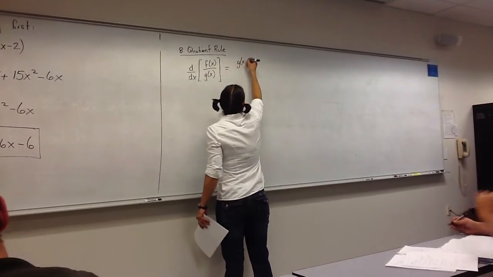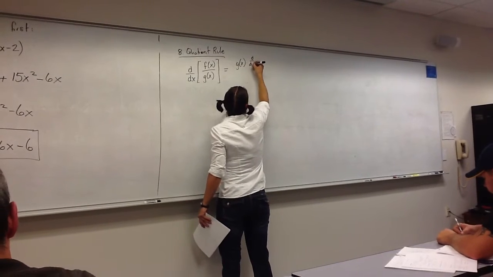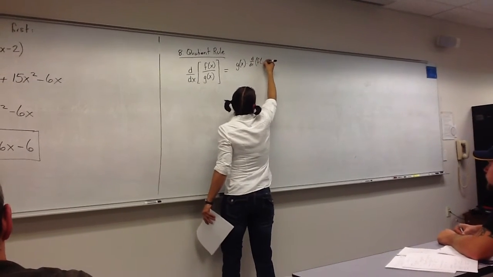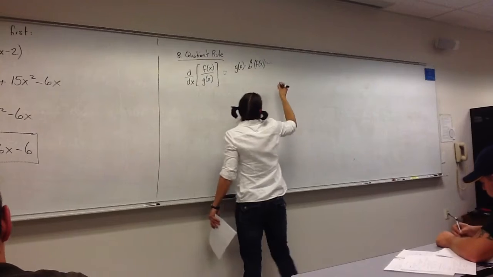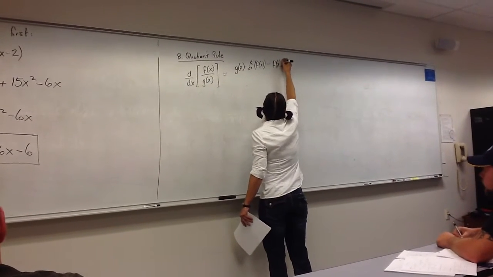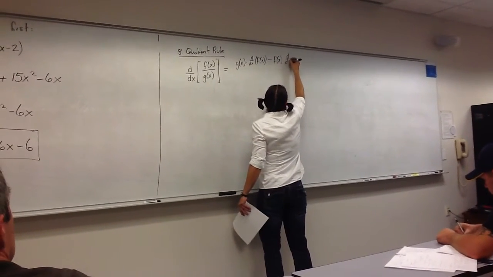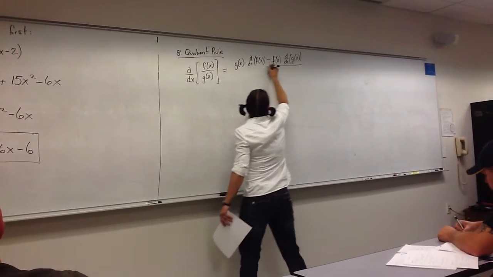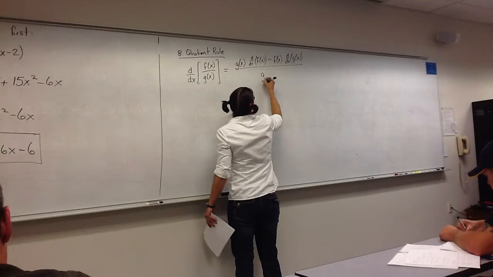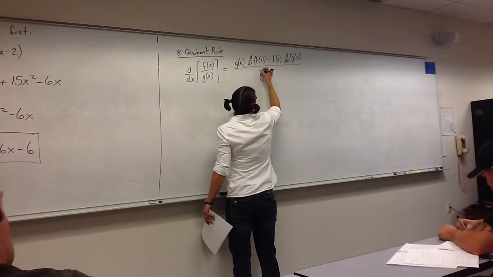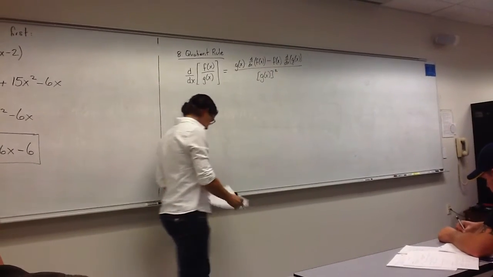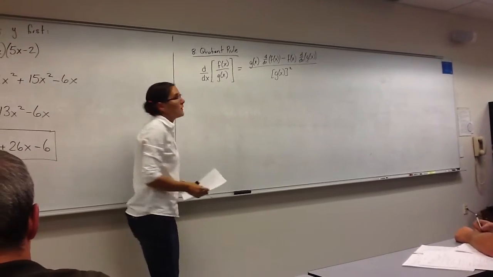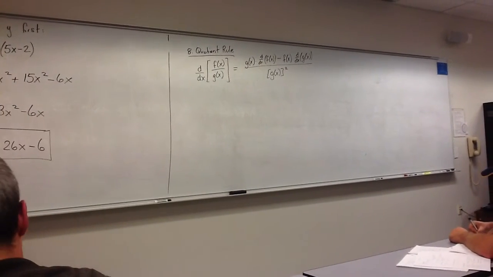g of x times the derivative of f of x, minus f of x times the derivative of g of x. All of that divided by g of x squared. So this is our quotient rule.